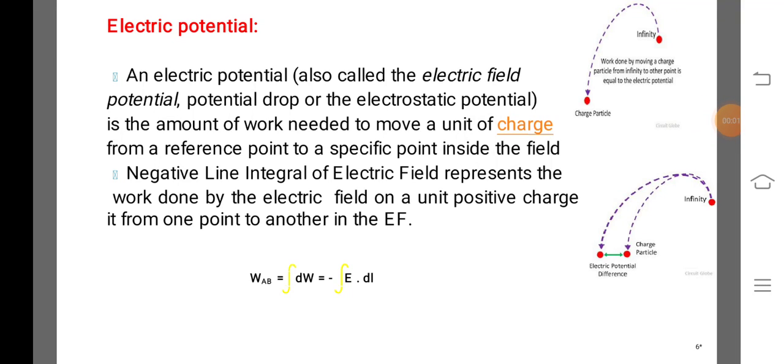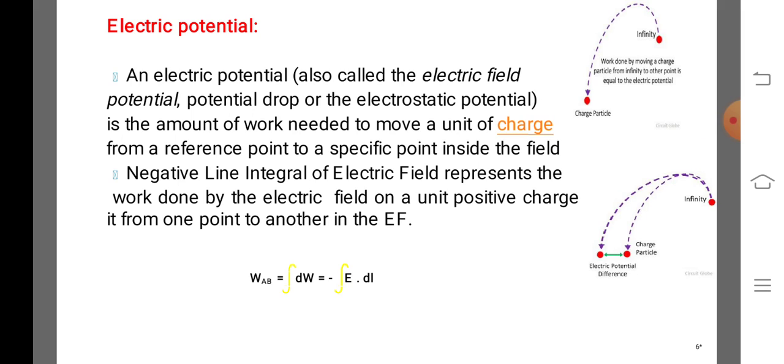Everybody, let us see electrical potential. In this topic, the work or energy per unit charge required to move the test charge from one point to another point in the electric field E is called a difference in electric potential. This electric potential can give the electric field potential and potential drop, or the electrostatic potential.